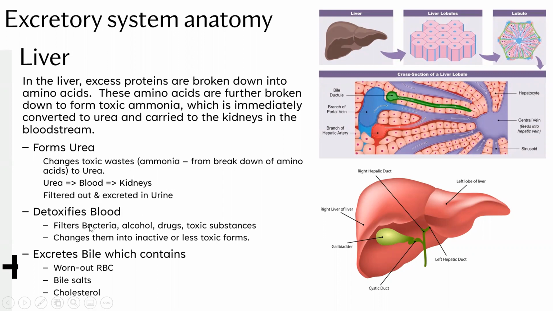Another function of the liver is to detoxify blood, meaning that it filters substances, bacteria and drugs, and changes them into less toxic forms. And finally, another function is to excrete bile. So basically, apart from the formation of urea, which is a chemical conversion, and detoxifying blood, it also excretes, very much like the other excretory organs that had excretion and secretion. What it excretes in the bile fluid is the worn out red blood cells, the salts, and cholesterol.